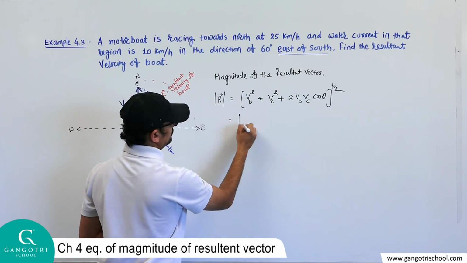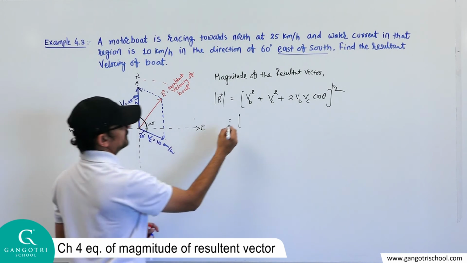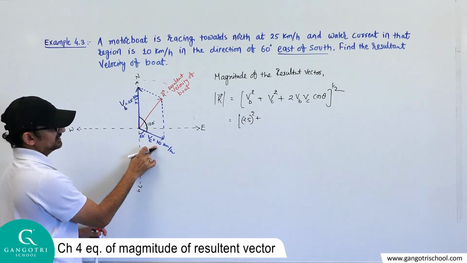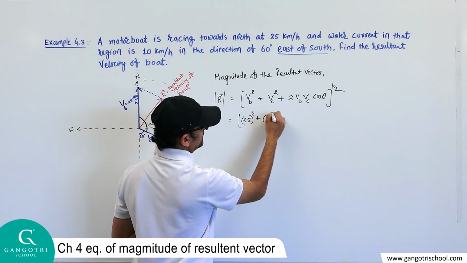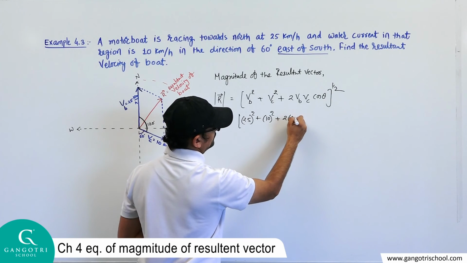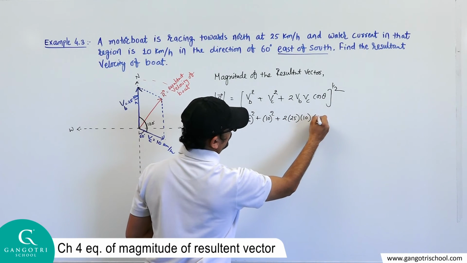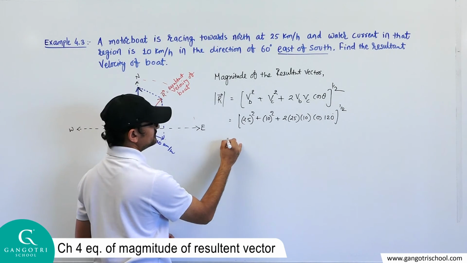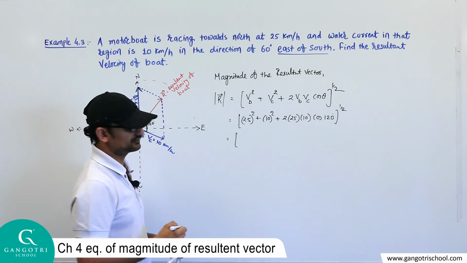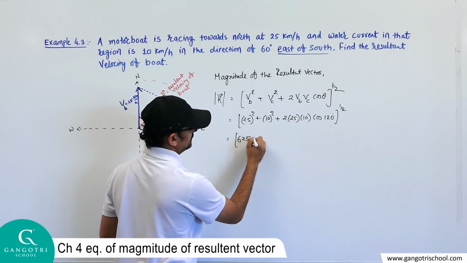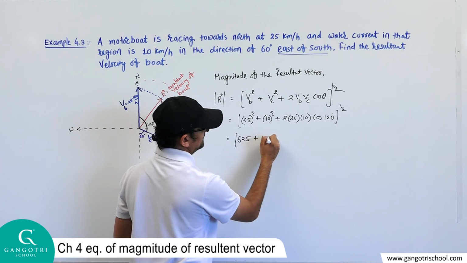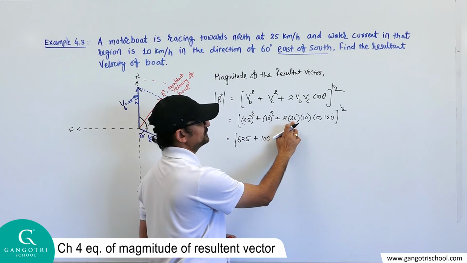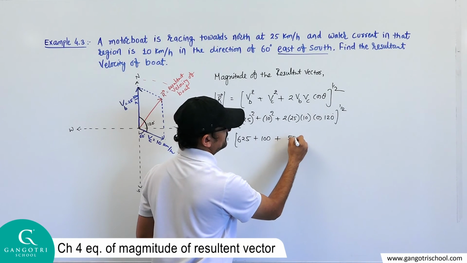Now let's put in the values. VB is 25, so 25 square, plus VC is 10 kilometer per hour, so 10 square, plus 2 times VB, again 25, times VC, 10, times cos of the angle between these two vectors, 120 degrees, all raised to 1 half. Now the square of 25 is 625, plus 10 square means 100, plus 2 times 25 times 10 is 500.